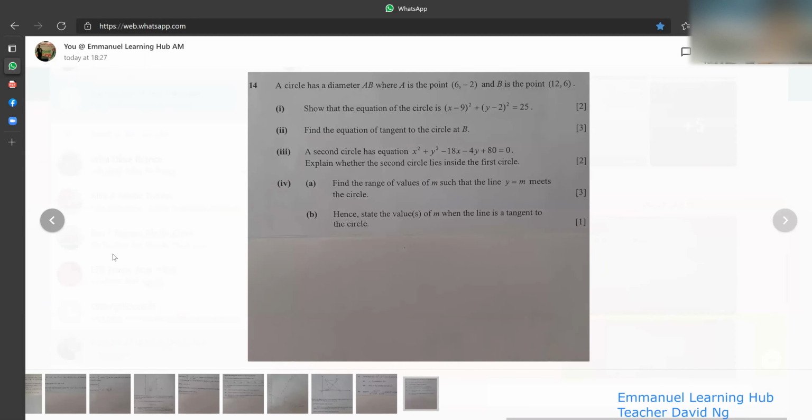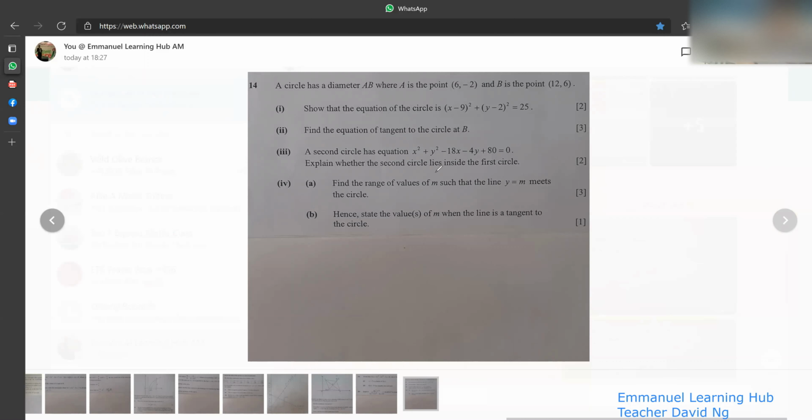Okay, question 14, circle part 1 and part 4, so part 2 and part 3, okay? Part 3 you can explain whether the second circle lies inside the first circle. I feel like I will find the radius. Since the radius of the second circle is root 5, smaller than the radius of the first circle, then it lies inside already.